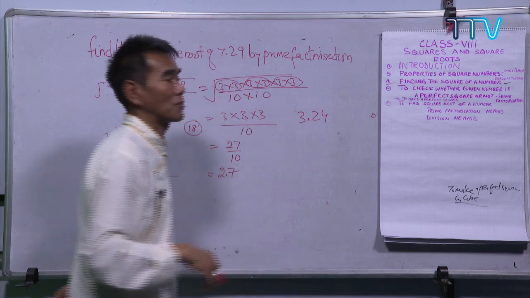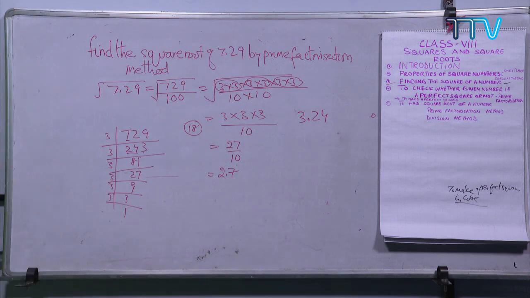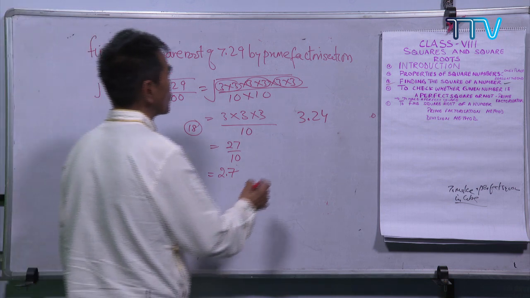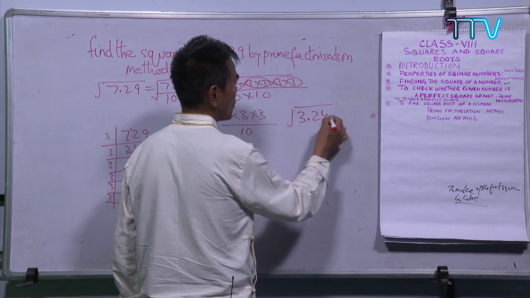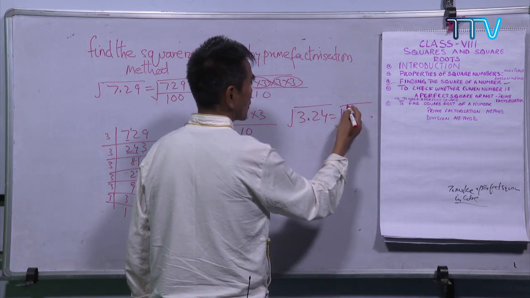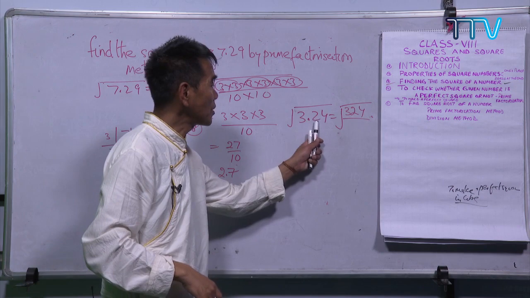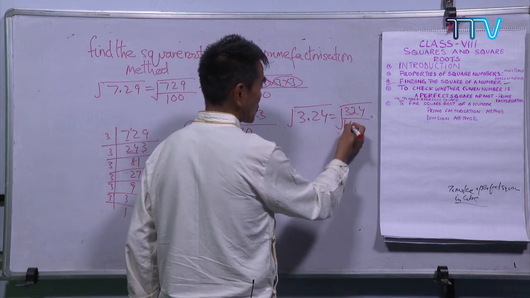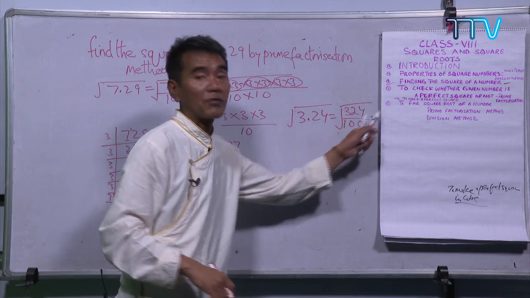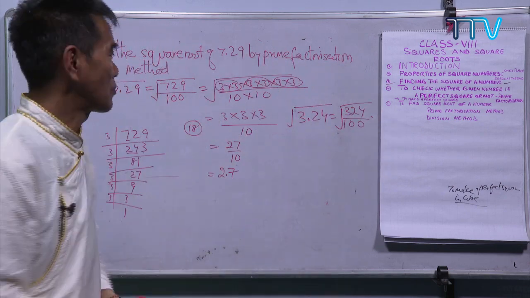Now 3.24, try it. Square root of 3.24. It is still a fraction, so change it. The decimal point also, check the zeros. Now you find the prime factors of 324.